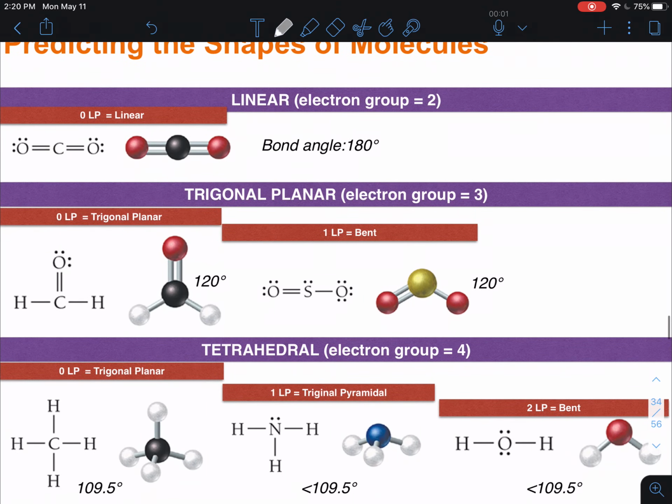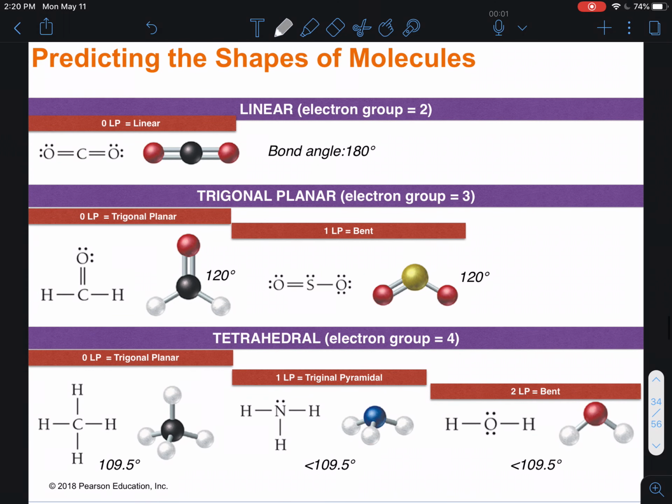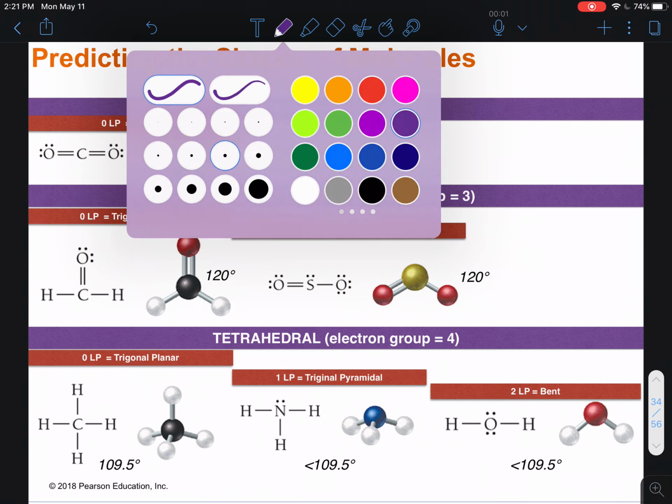So I organized this a little bit in another way so you guys can see it. Again, predicting the shapes of molecules. For example, linear: there are 2 electron groups, 0 lone pairs, you're always going to have linear for 2 electron groups. Again, this is around the central atom. If you have 3 electron groups around the central atom, you are going to be in the electron geometry of trigonal planar.